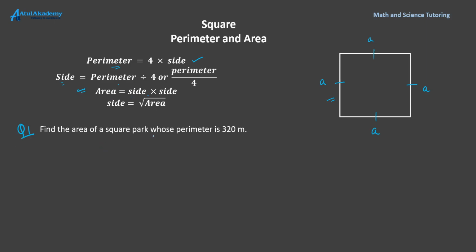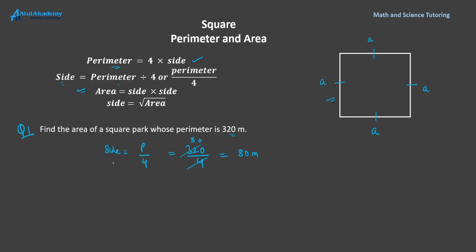Find the area of a square park whose perimeter is 320 meter. So now perimeter is given to you. Side I have written is perimeter divided by 4. So perimeter is 320 divided by 4. You can cancel it. 80. That's 80 meter. You got the side.